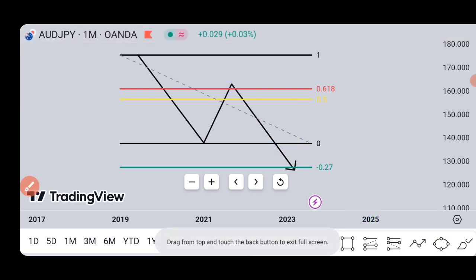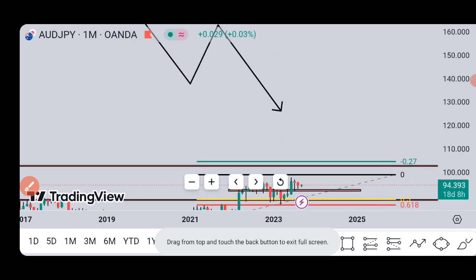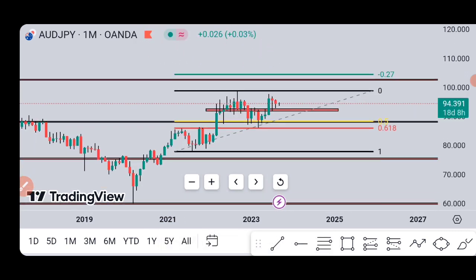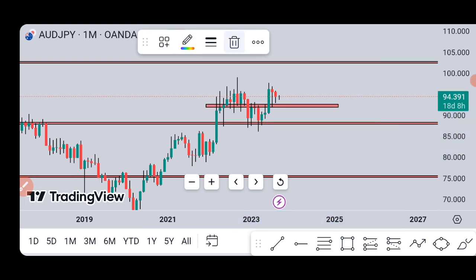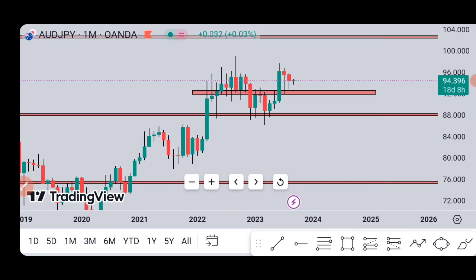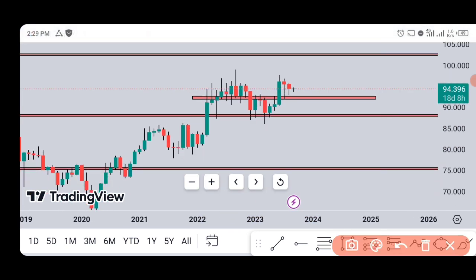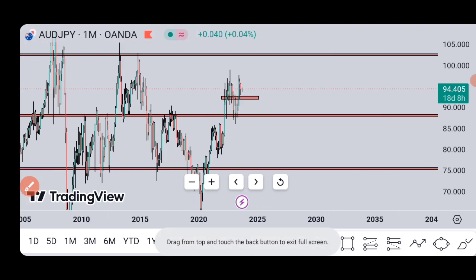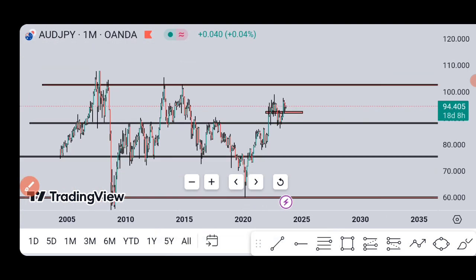In AUD JPY on the monthly, we are seeing that kind of move. This move from here is our A, B, C. We need to see our D, and that D means the market is coming to this monthly zone. No two ways about it. You can see my monthly zone. So the market is coming to this monthly zone.